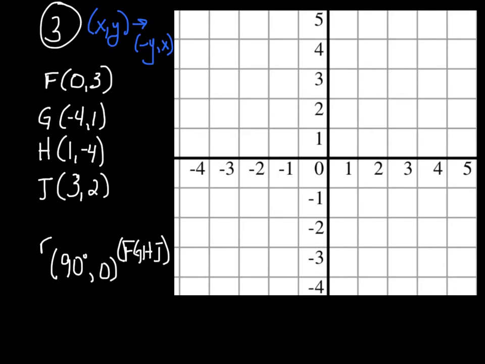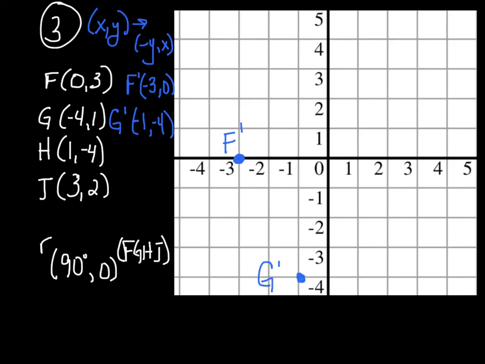So F, that's going to become F prime, and that's going to become (3, 0), and then we change the sign to the opposite, so it'd be (negative 3, 0). So (negative 3, 0) is F prime. G, that means G prime, is going to become (1, negative 4). And then we have to take the opposite of the first one. So that becomes (negative 1, negative 4). That would be G prime.